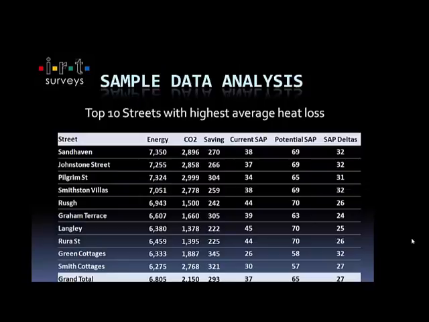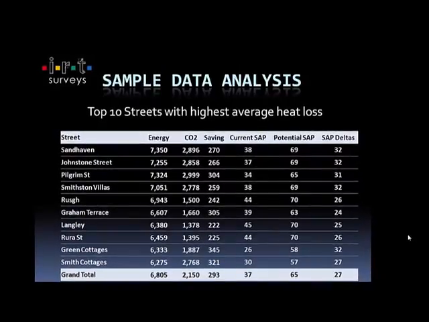You can see the CO2 on an average. By insulating those properties and fixing the defects, you'll save approximately £270 on average per property. You can see that on average on those streets the SAP rating for those properties is 38. Potentially you could get them up to 69, and on average we have a SAP difference of 32.